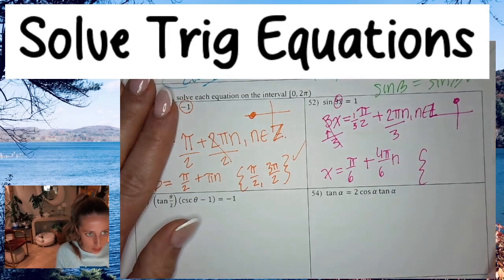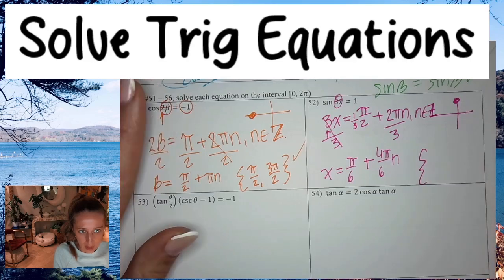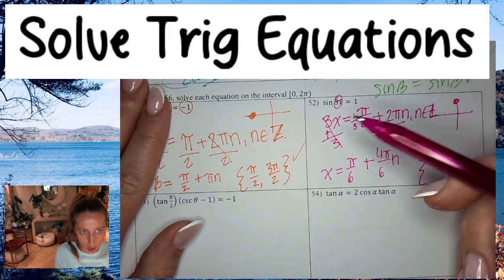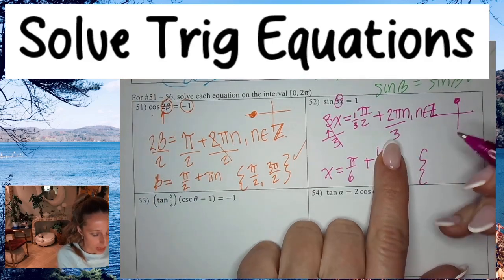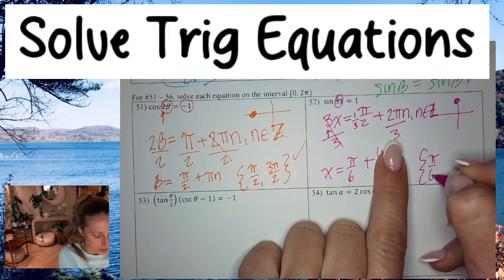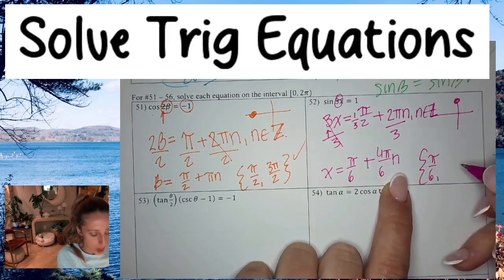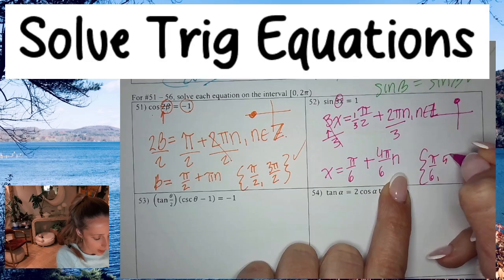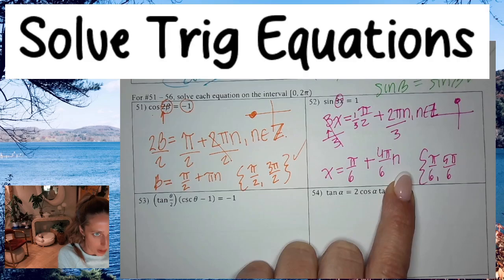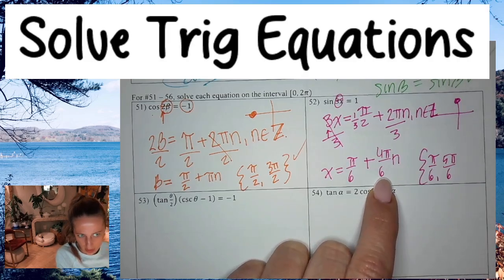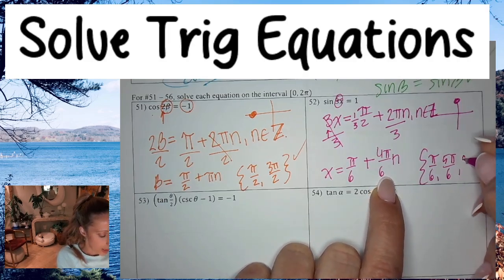Now let's make our solution set. If n is negative, I'll get a negative number, and I want between 0 and 2 pi. If n equals 0, then that falls off. I get 1 pi over 6. If n equals 1, I add 4 pi over 6 once. I get 5 pi over 6. If n is 2, that means I'm adding really another 4 pi over 6, or 8 pi over 6 in total, and I'll get 9 pi over 6.